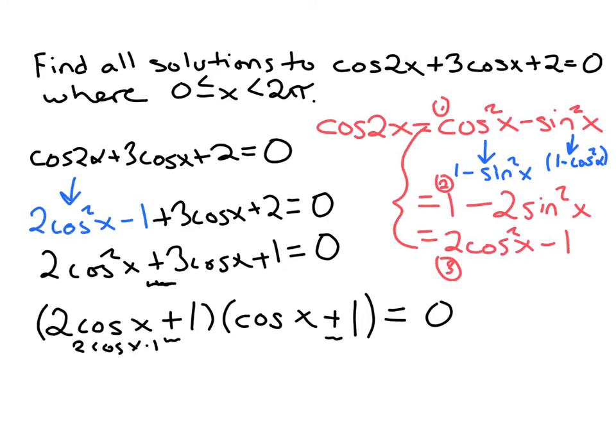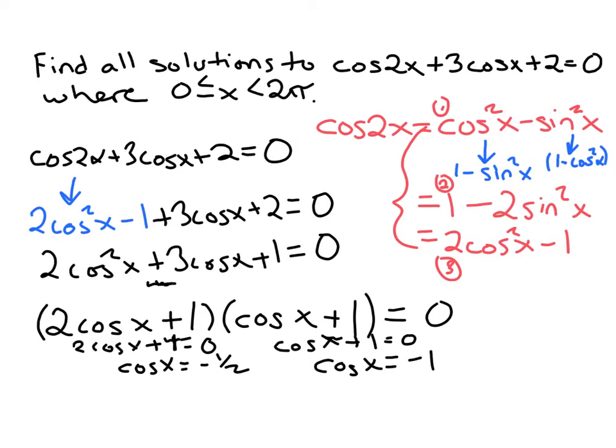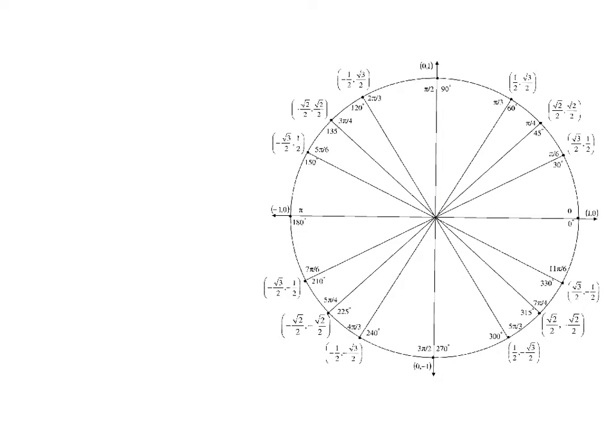So 2 cosine x plus 1 equals 0. If you isolate the cosine x in that, you'll have negative 1/2, because you'd move the 1 over, it becomes negative 1, and divide by 2. Over here, if you set cosine x plus 1 equal to 0, then cosine x equals -1 when you move that over. So I'll rewrite those equations on this side. Cosine of x equals -1/2 or cosine x equals -1.